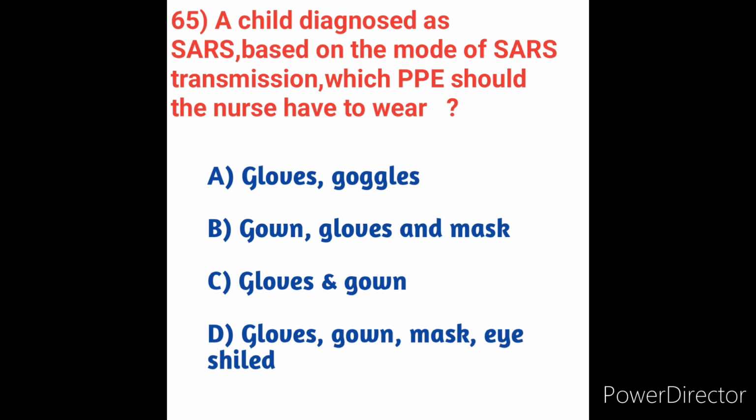Option A, gloves, goggles. Option B, gown, gloves and mask. Option C, gloves and gown. Option D, gloves, gown, mask and eye shield or goggles.